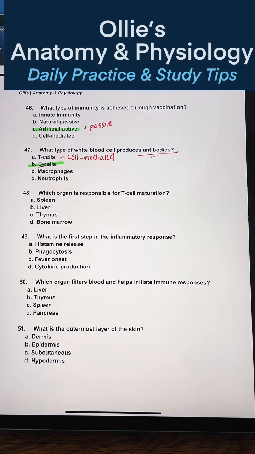Number 48. Which organ is responsible for T cell maturation? Well, the T cells are going to mature. It's kind of in the name in a sense. I'll explain that in just a moment. I'll let you guys answer it though. A, B, C, or D. What do you guys think it is?